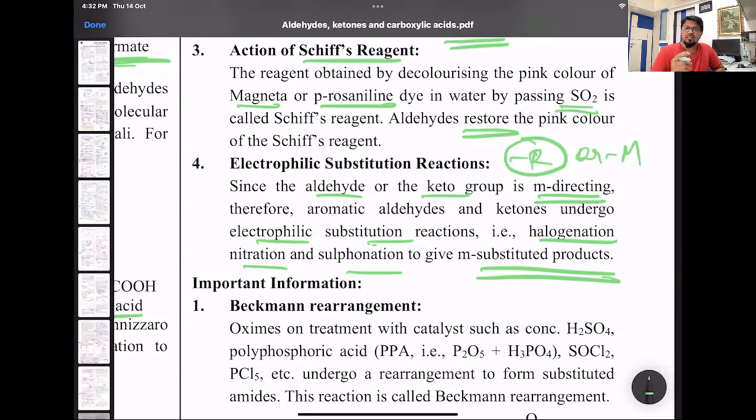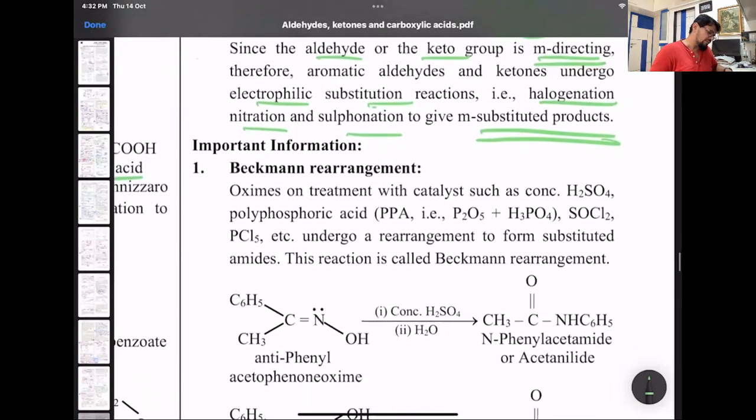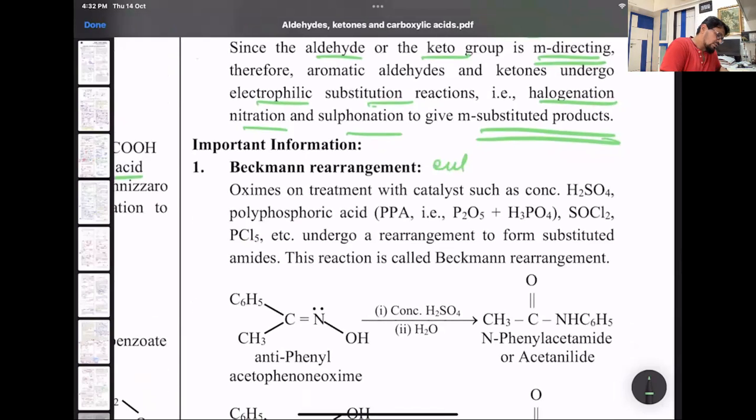All right. Then the next reaction, that is also an extra reaction now. That's called Beckmann rearrangement. Oximes, that is aldehydes or ketones with hydroxylamine, give oximes. Oximes on treatment with a catalyst undergo a rearrangement to give you a substituted amide. Amide is CONH. So look at that. Here we have anti-phenyl acetophenone oxime. All right, oxime is C=NOH.